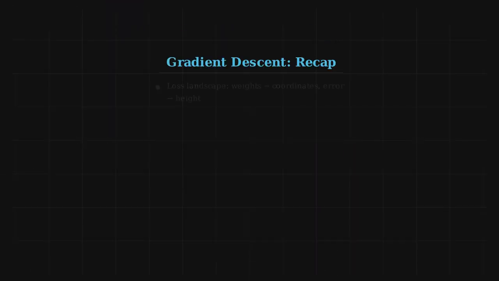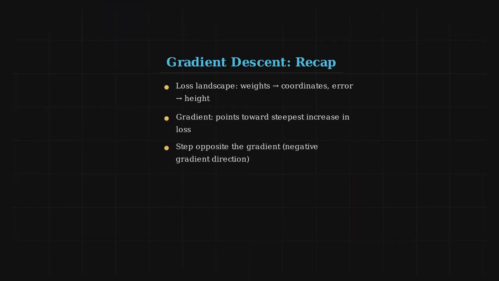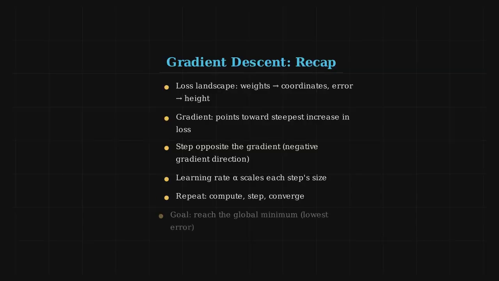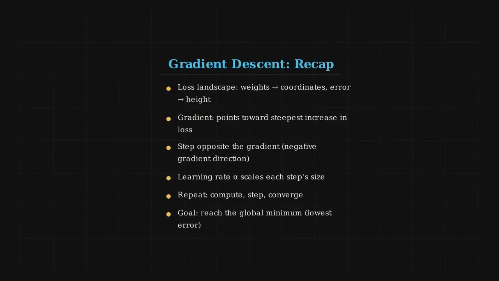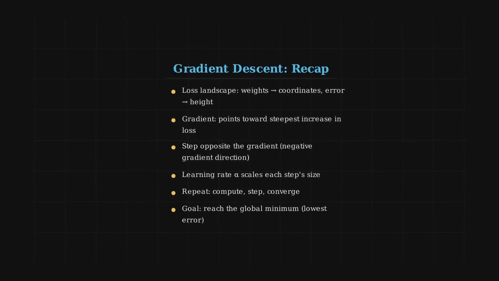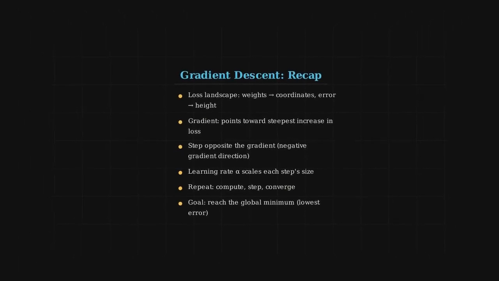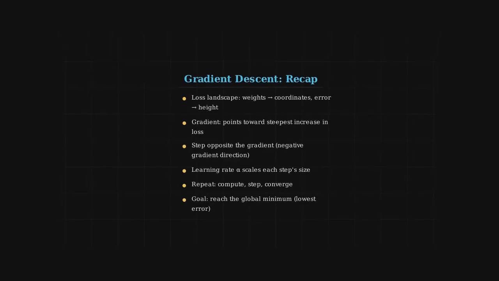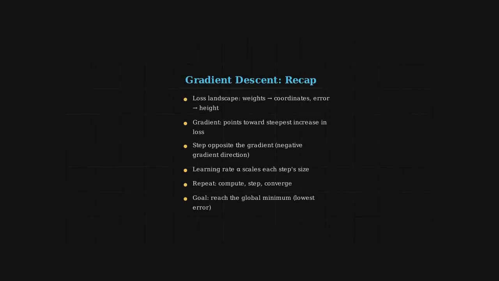Let's recap. The loss landscape maps every weight to its error. The gradient reveals the steepest direction. We step opposite the gradient, scaled by the learning rate, again and again. Step by step, the model descends the error mountain until it finally reaches the valley of minimum loss.